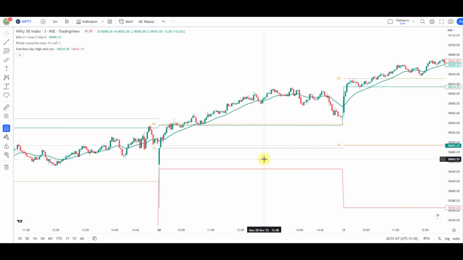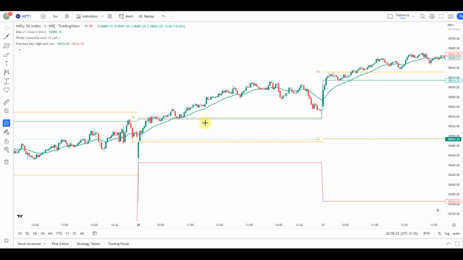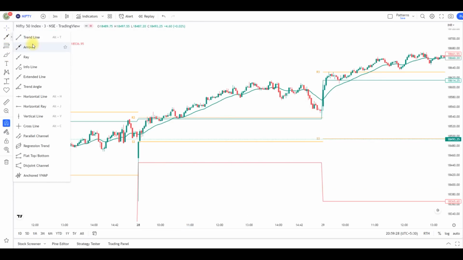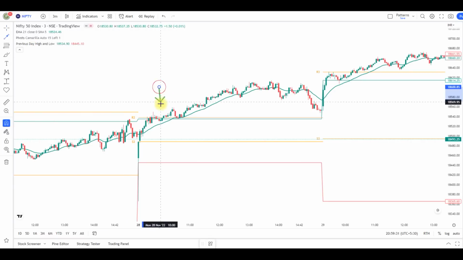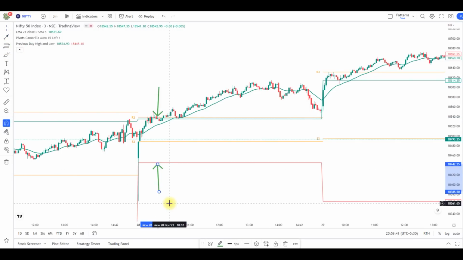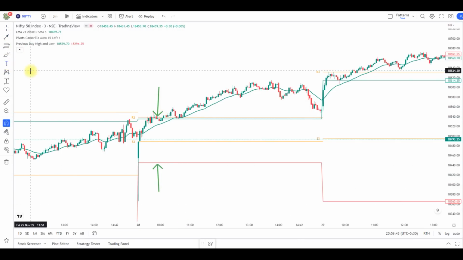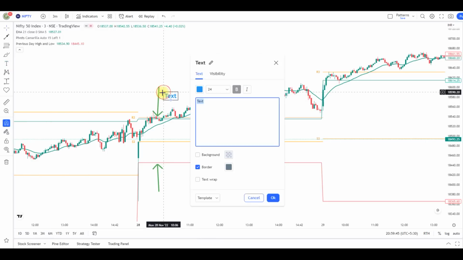Now our setup is ready for scalping. Usually in technical analysis, previous day low and previous day high will act as the major supply and demand zone. So this is yesterday's high, that is previous day high, and this is the previous day low. So this is the resistance.